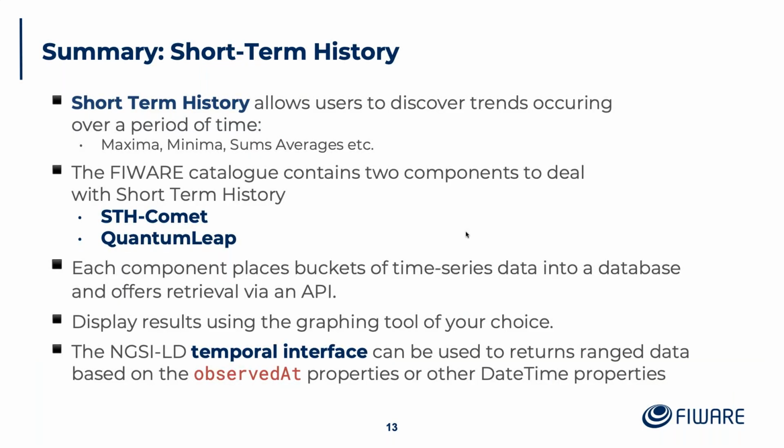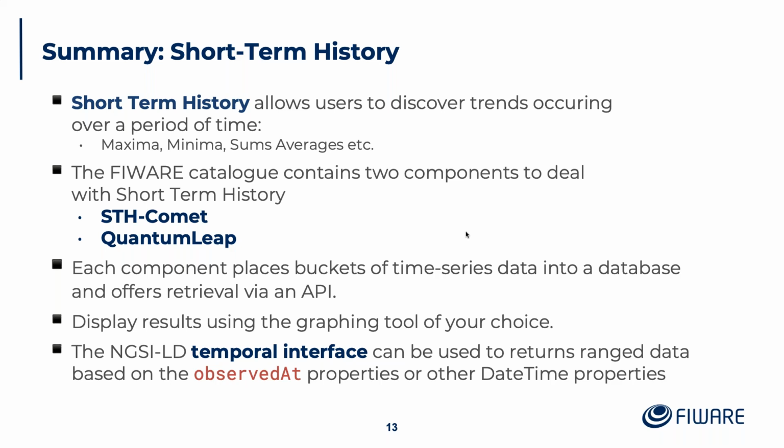And that, in the summary, is what short-term history is about. It's about discovering trends. It's about getting hold of warnings that things are dropping off a cliff or going up very fast or whatever. It's getting maximum, minimum. You can do sums, averages, you can do sum squares, but it's all about over a period of time, which makes it slightly different to the standard data persistence, which is more to do with logging.